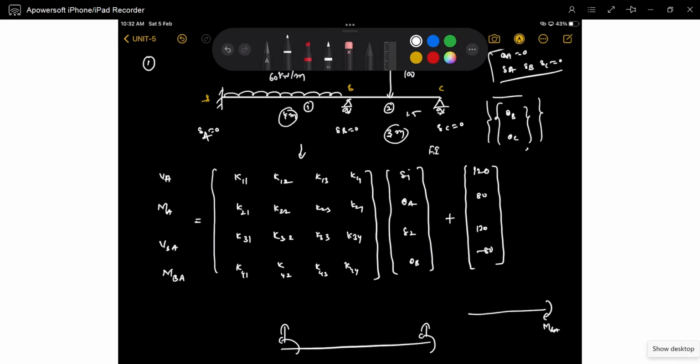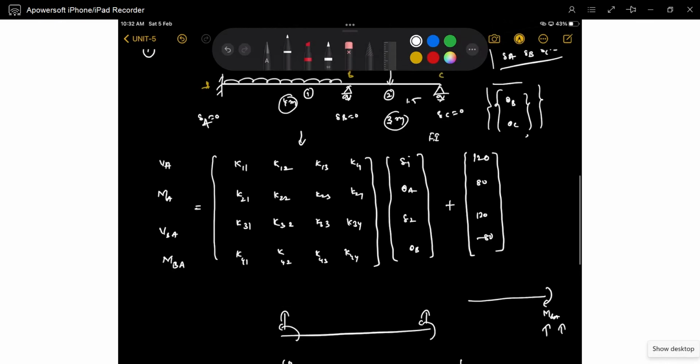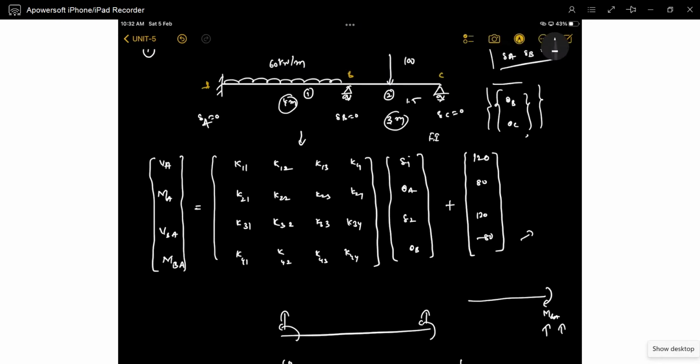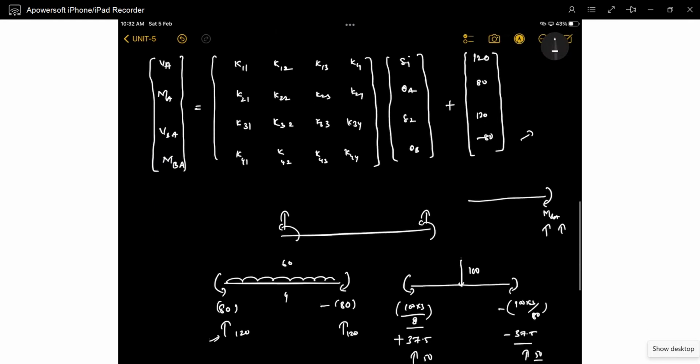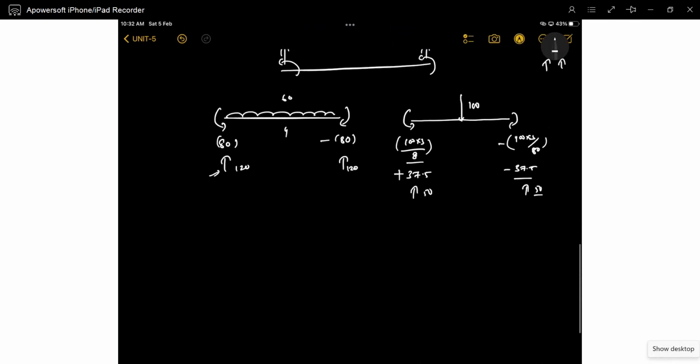Okay, MBA. So you have to differentiate BC or BD. Reaction also, if you take it, for this span one reaction will come, and for the next span also one reaction will come at the same joint. That's why you differentiate. That's it. That is the first element. For the second element also the same thing.